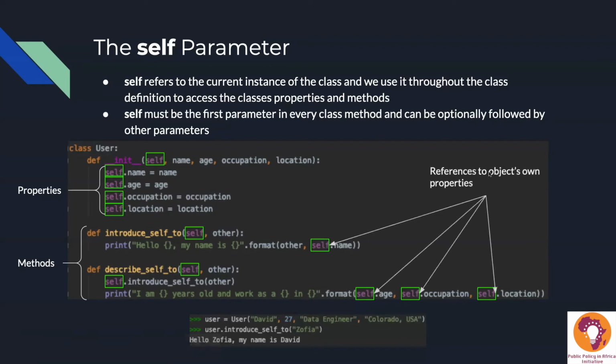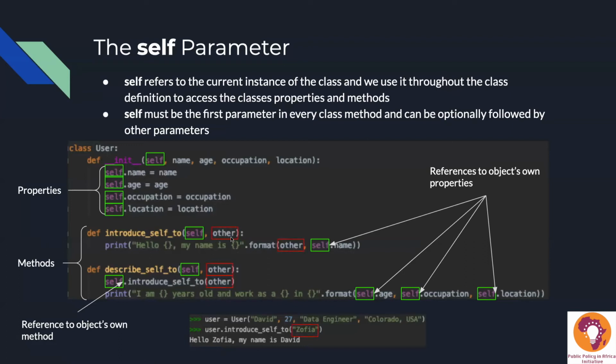So yeah, we're referencing the object's own properties in these particular cases here. So the object's own name, the object's own age, the object's own occupation, and the object's own location. Here I'm referencing the object's own method, introduce self2. So that's where that self comes in there. I'm taking the current object's own method, introduce self2, and invoking that.